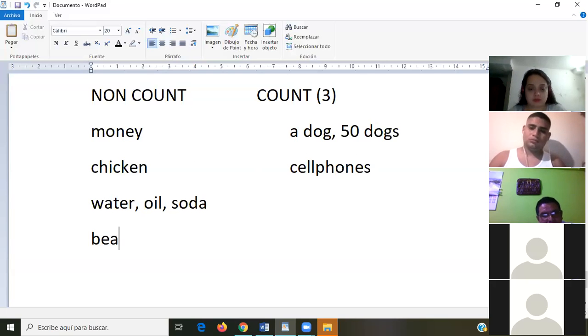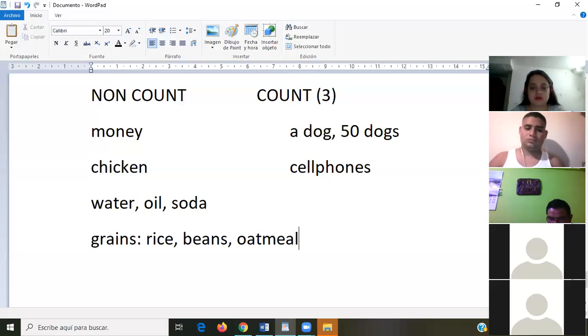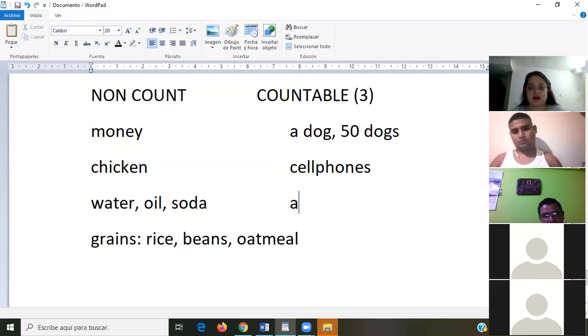Okay. So, grains, like rice, beans, okay. Oatmeal. Eso es avena. Okay. Yes. What about apples? Apples. It's count. Countable, right? Hold on, let me write countable. Yes, apples are countable.